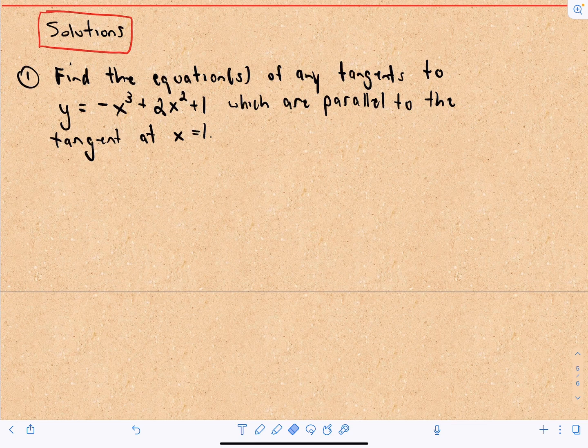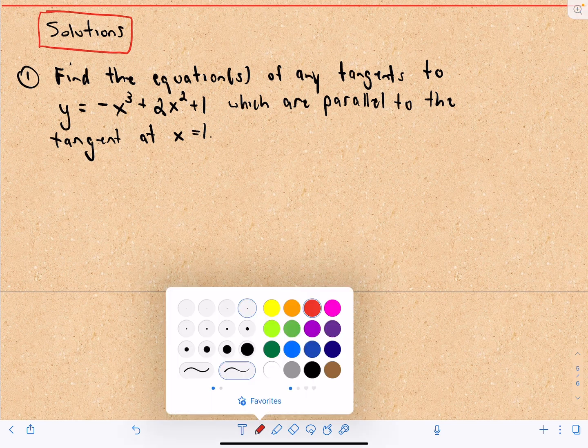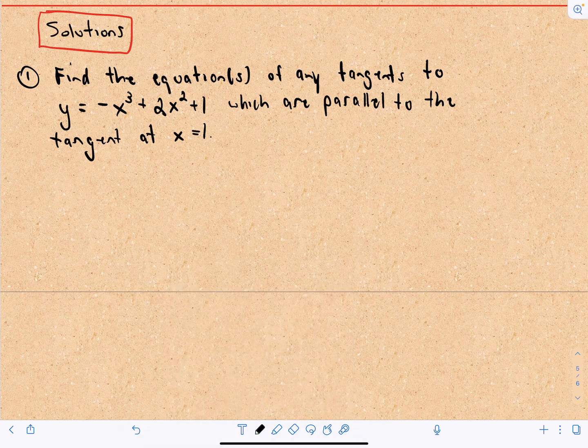Okay, here we were going to find the equations of any tangents to the function y equals negative x to the third plus 2x squared plus 1, which are parallel to the tangent at x equals 1. So the first thing we're going to need to do is figure out what the slope of the tangent line is at x equals 1. Well, we know to find slopes of tangent lines, that comes from the derivative. So we'll find the derivative.